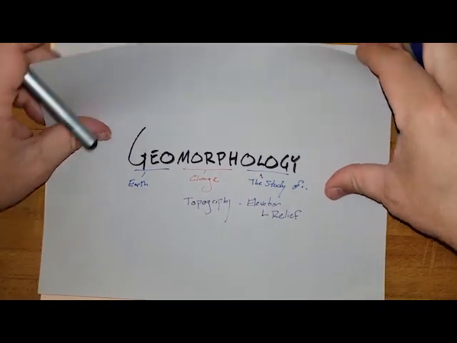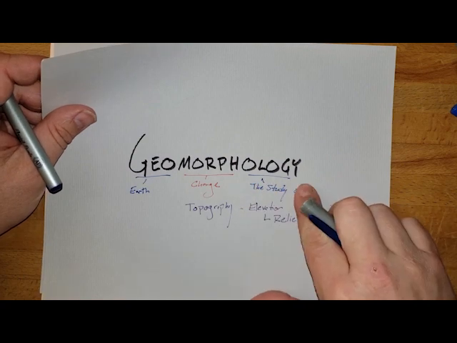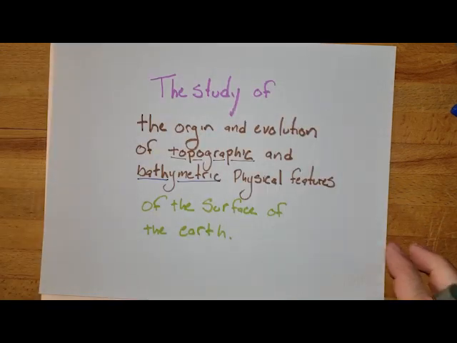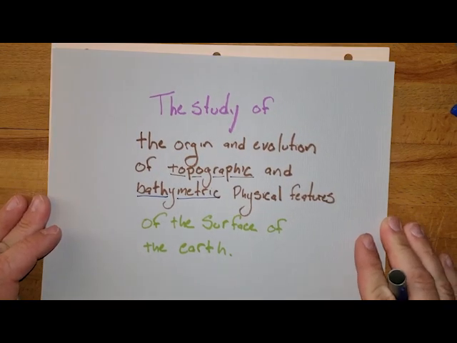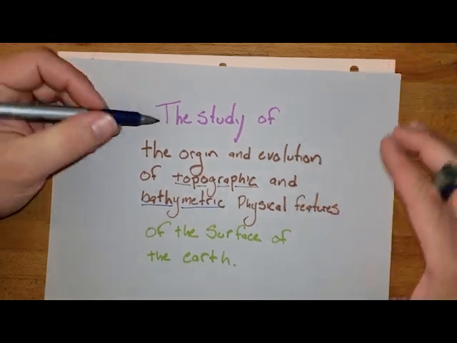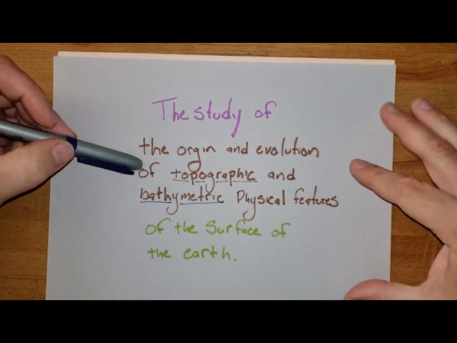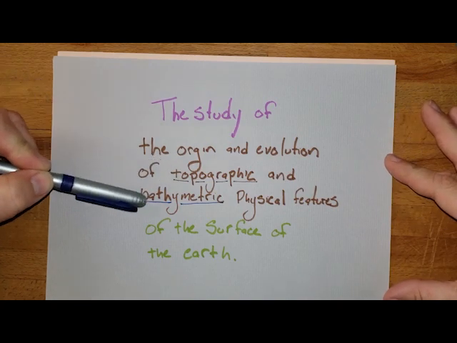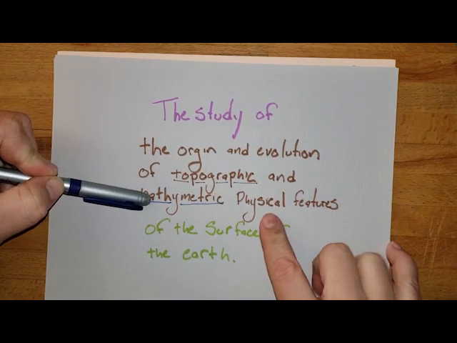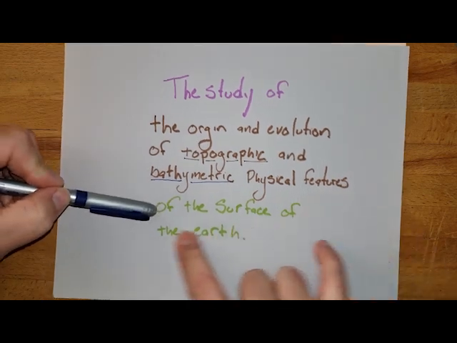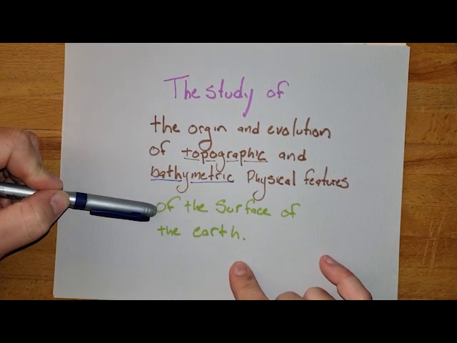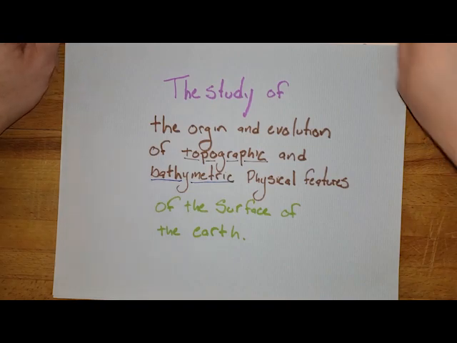A little bit more in depth of a definition than the study of changing Earth is going to be this guy here. The study of, and we'll stick with that one the same, the study of the origin and evolution of topographic and bathymetric physical features of the surface of the Earth. Wow. Okay, well, let's define a few of these things.